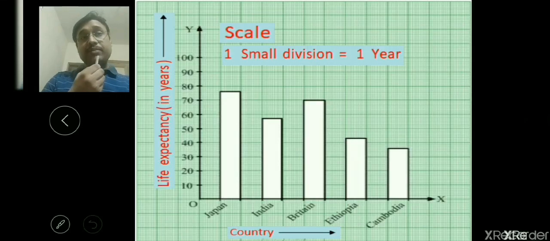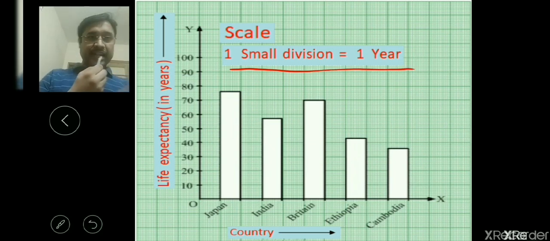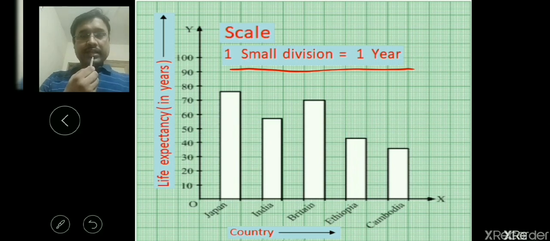See here, I have taken the scale as one small division equals 1 year. That means 10 small divisions equal 10 years, because 1 small division is 1 year. And 10 small divisions equal one big division, so one big division is also equal to 10 years here.